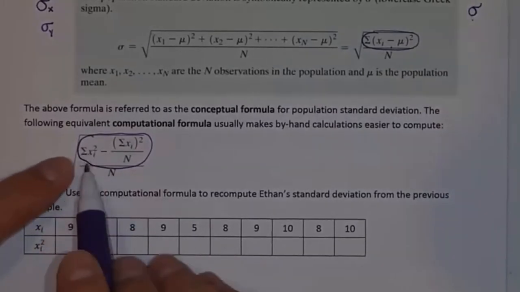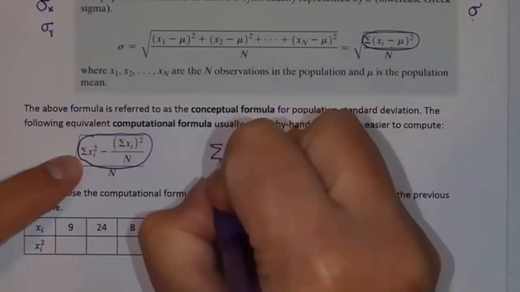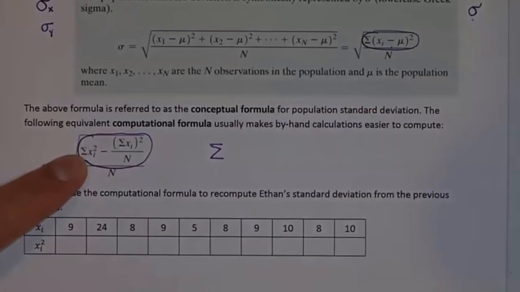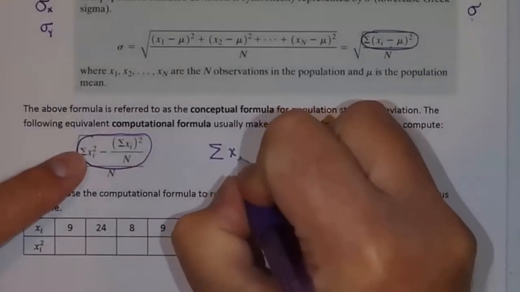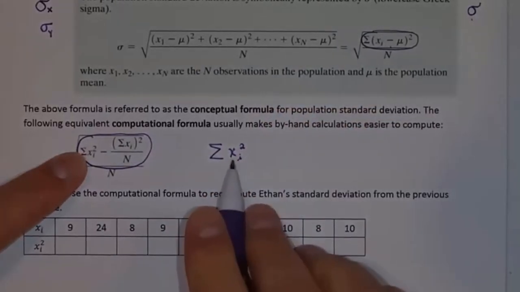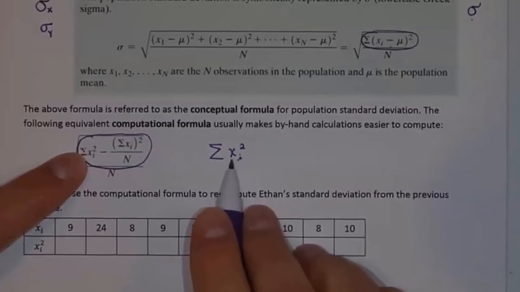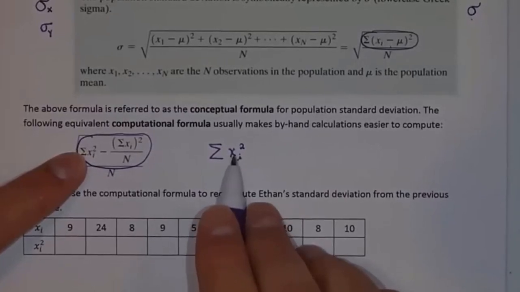Well, if we pick apart what this part of the formula is saying, this part right here is saying sigma, so I'm going to be adding up. And what am I adding up? I'm adding up x sub i squared. So what that means is I'm going to take each of the data values, because that's what x sub i stands for, and I'm going to square it. And then I'm going to add up those squares.